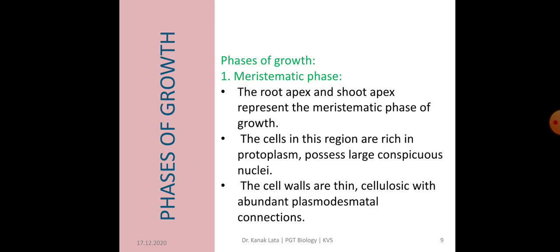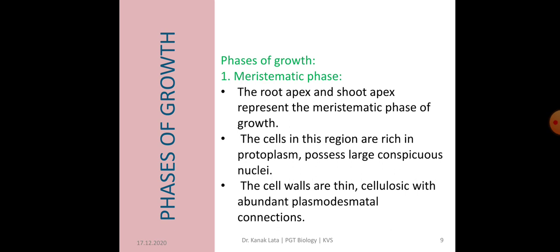Now, the next topic is about different phases of growth. There are three different phases of growth. They are meristematic phase, phase of elongation and phase of maturation. So here we are going to discuss one by one.